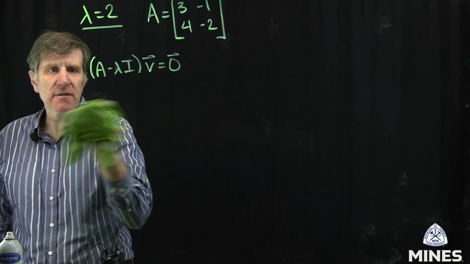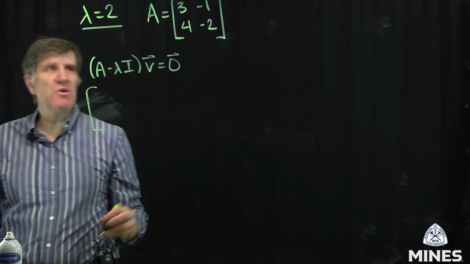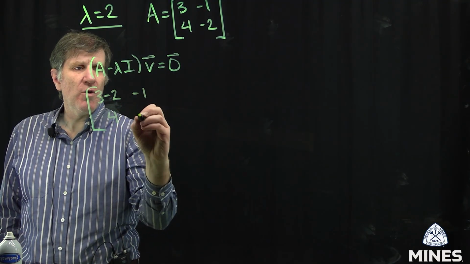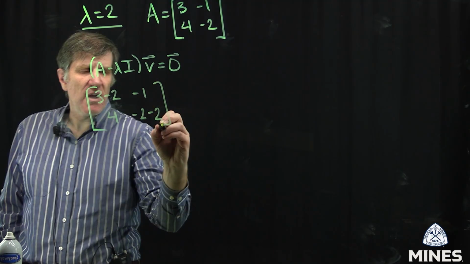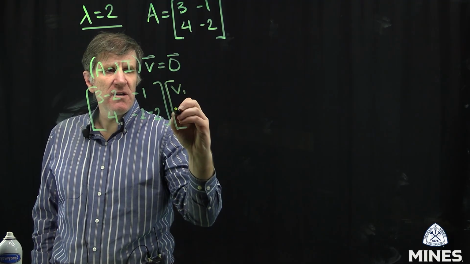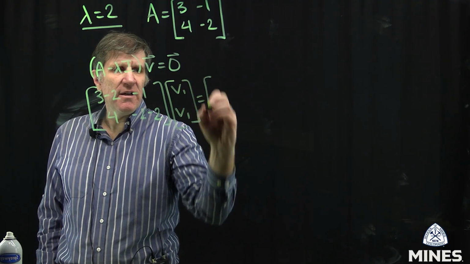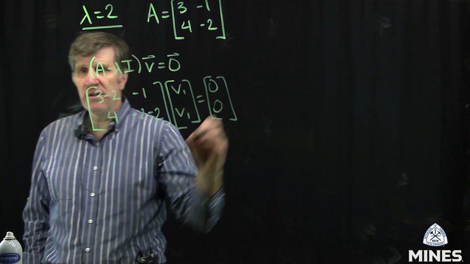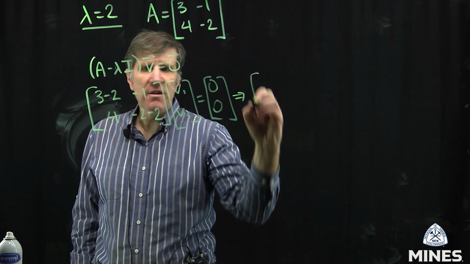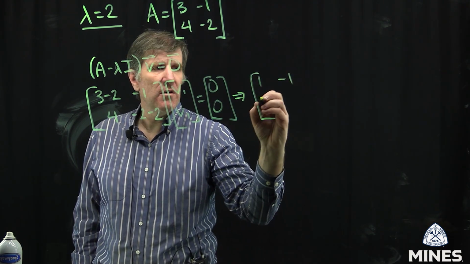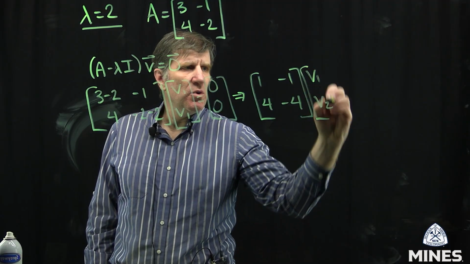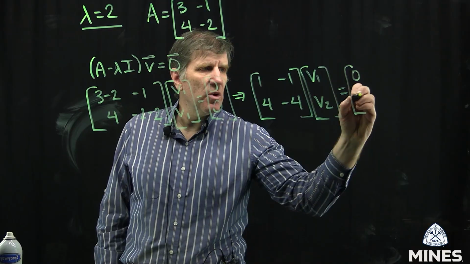It looks like A minus 2I. So that's 3 minus 2, negative 1, 4, and negative 2 minus 2. So again, subtracting that eigenvalue in the diagonals. And then v is a v1, v2 vector. And of course, 0 is just a 0, 0 vector. So here's our system of equations. This looks like 1, negative 1, 4, negative 4, times v1, v2 equals 0, 0.